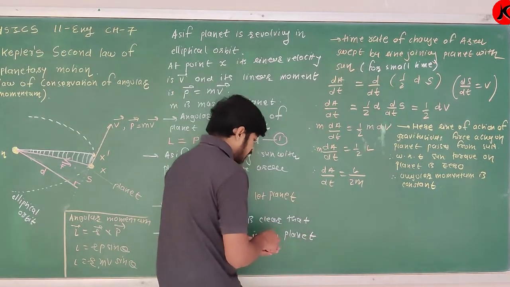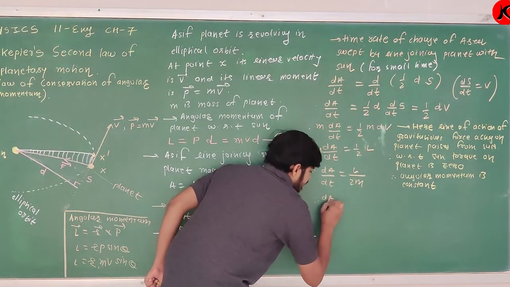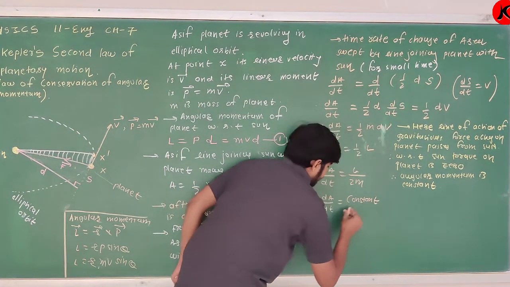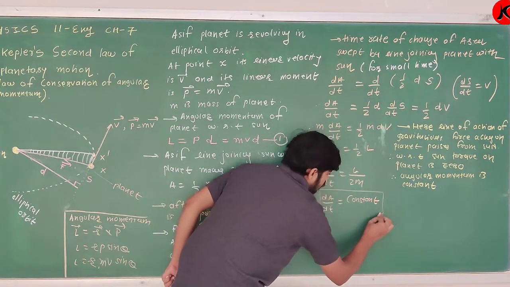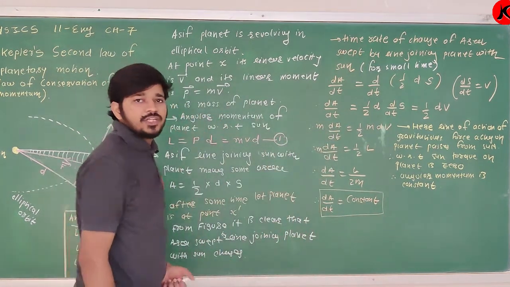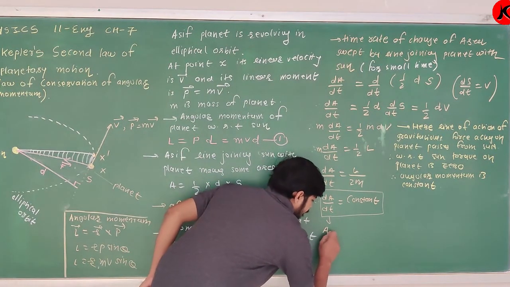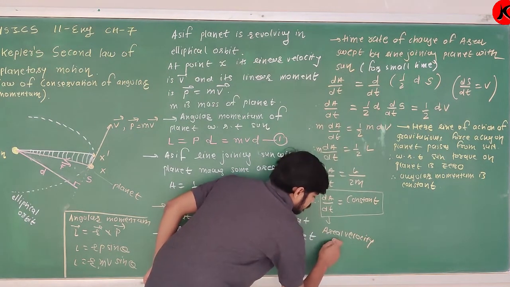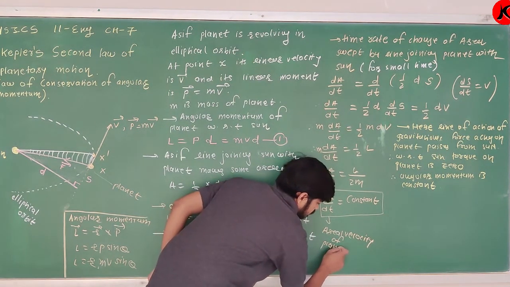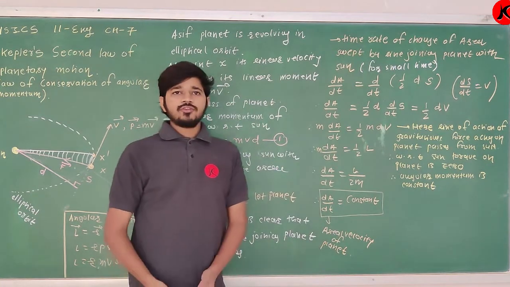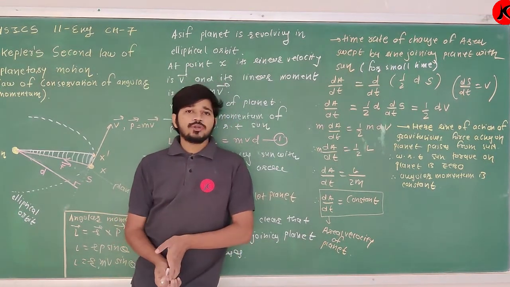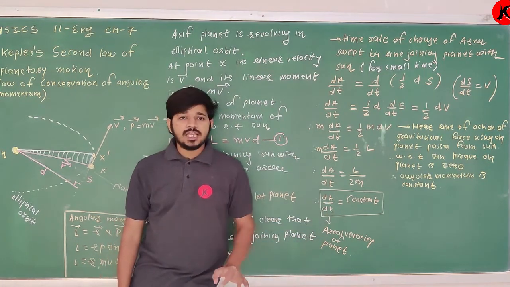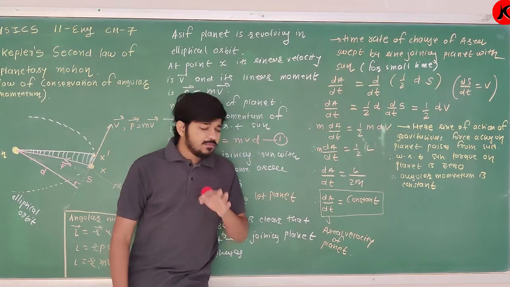So I can write this as, therefore dA upon dt is equal to constant. And this dA upon dt is called the areal velocity of the planet. Clear about this? So yes, it is one important point that you have to remember. The areal velocity of the planet, dA upon dt, remains constant.